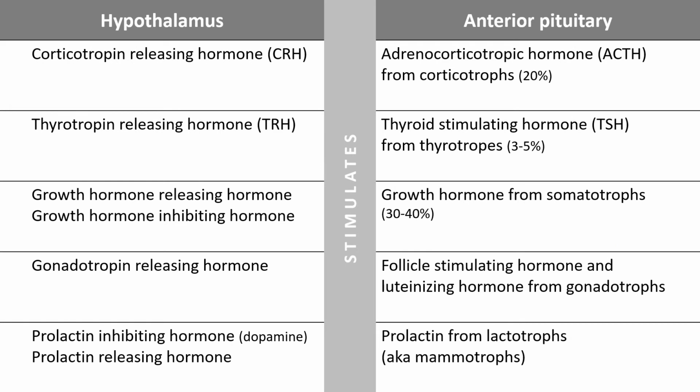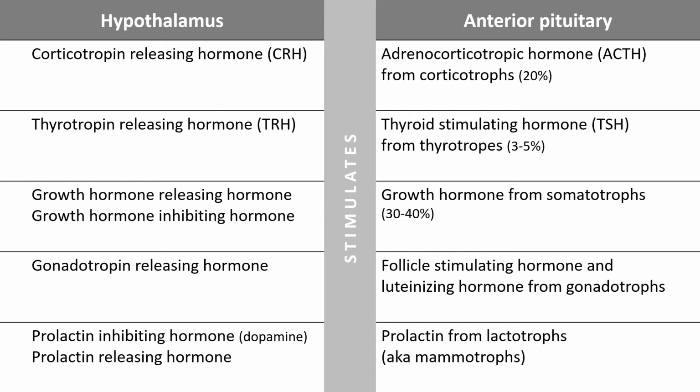So let's look at those hormones. Now, I don't expect you to remember all of these. We are going to go through a few specific ones. Corticotropin releasing hormone at the top there from the hypothalamus, we've just talked about. Where you see the little percentages, so 20% for corticotrophs, that's the percentage of the anterior pituitary that is made up of those specific cells.